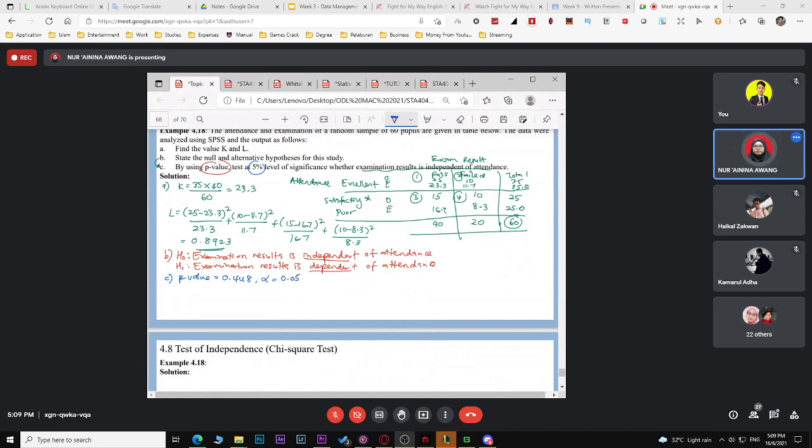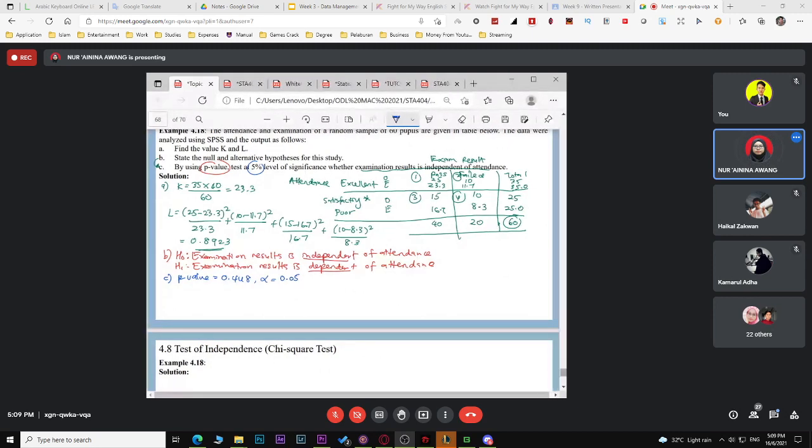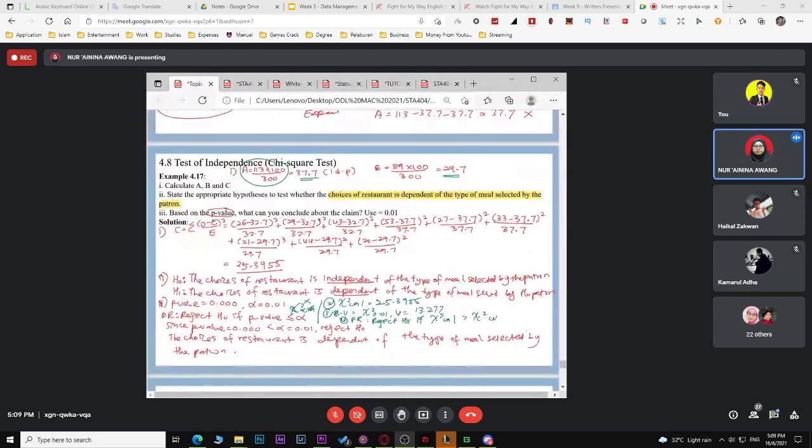So if the question does not give you the value for your alpha, okay, for example, in this question, it says based on the p-value, what can you conclude about the claim? So there is no alpha. Okay, so if this is the case, you use alpha at default, 0.05. So if the question does not mention alpha, you use 0.05. Okay, but if the question has mentioned it, you use the alpha given. Okay. So if it is not given, you use the default.